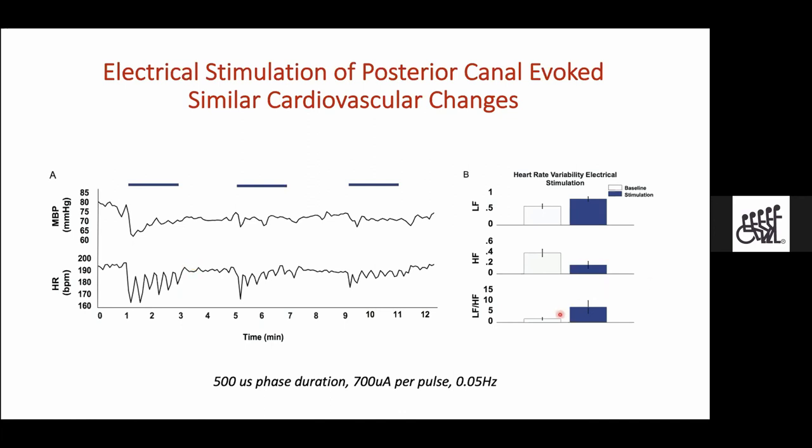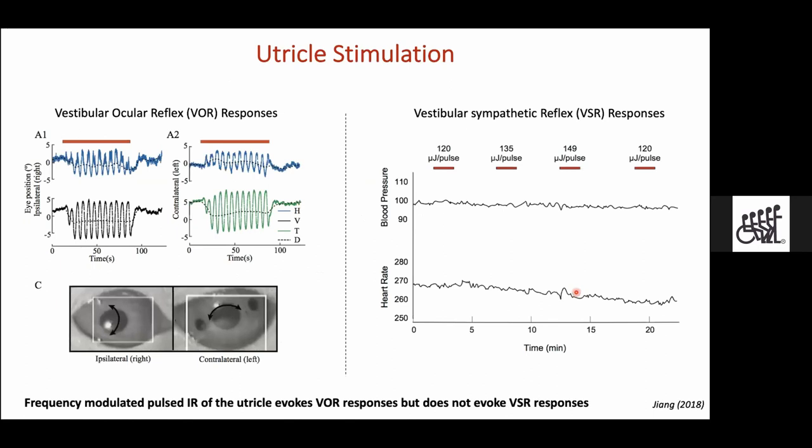And again, the ratio of the low frequency to the high frequency that we saw in these three rats that we did electrical stimulation on was again more significant towards the stimulation. So we think that there is a sympathetic activation. Of course, there is a parasympathetic pathway that's also getting activated during this time.